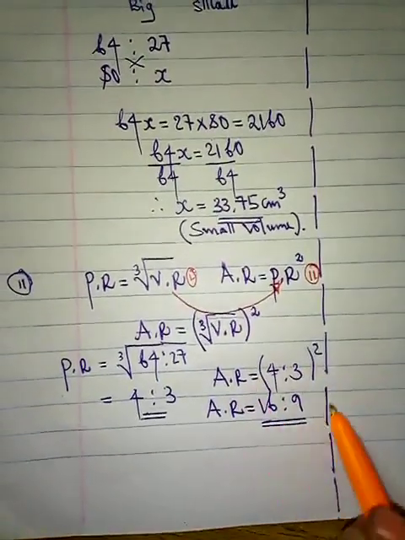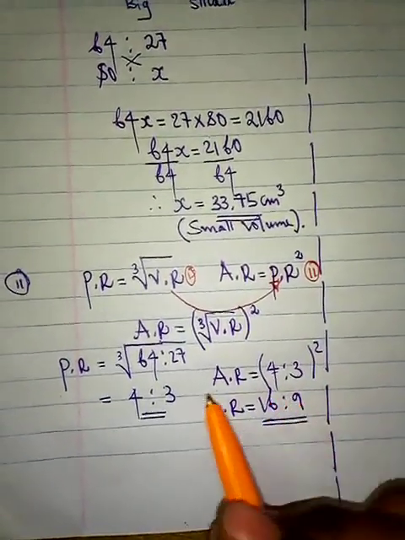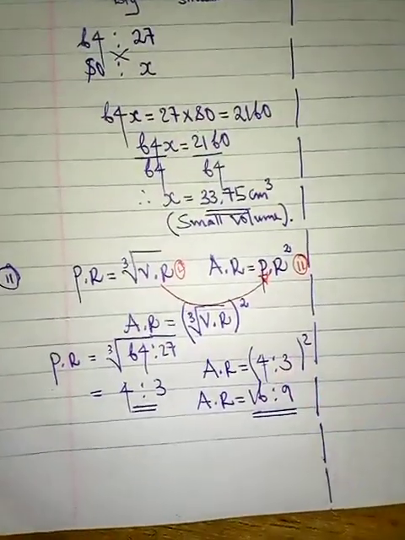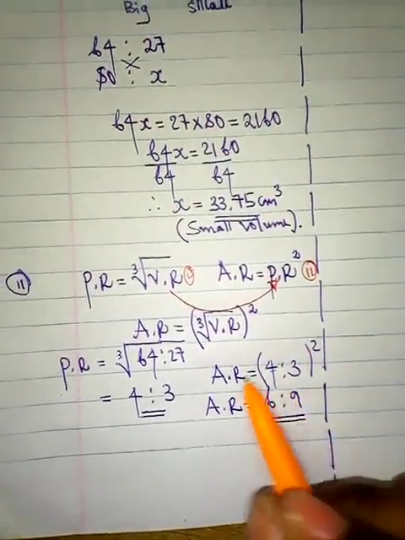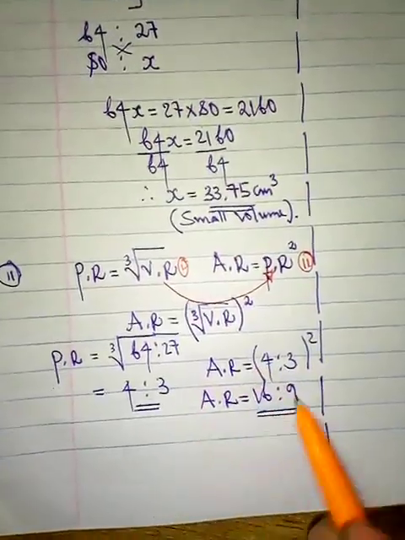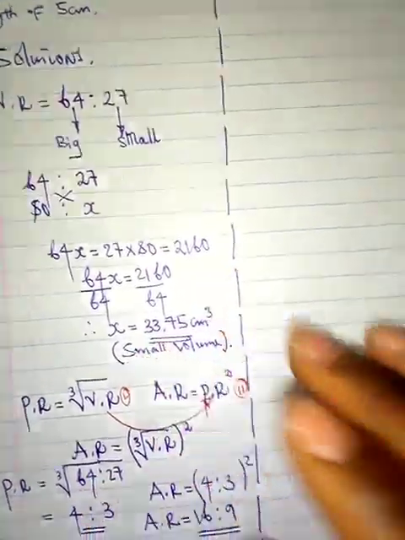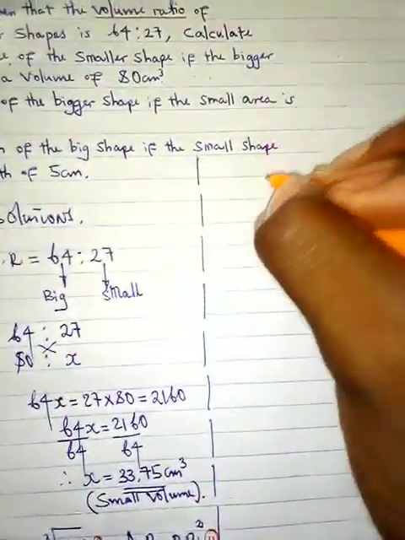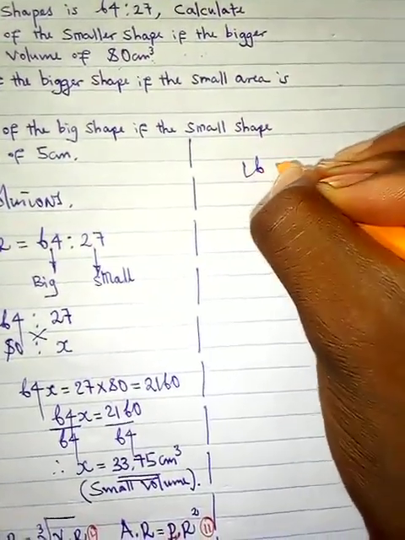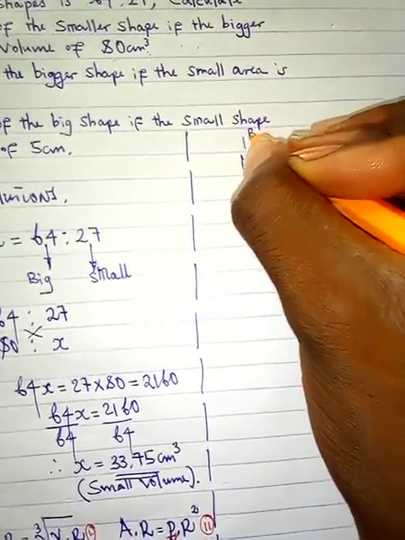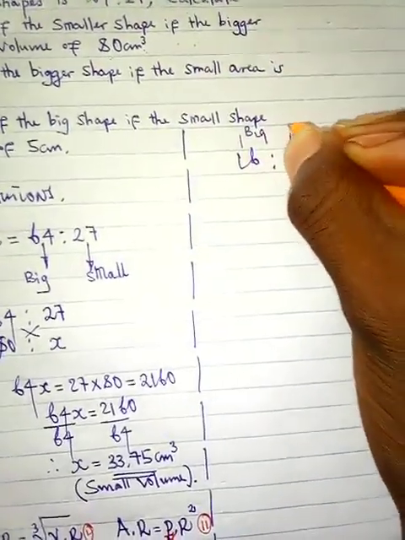So this is the value that you're now going to use. This is the ratio now that you're going to use to determine your area. If we never determined this, everything that we would have done would have been in vain. So our area ratio is 16 to 9. So like we did it here, we're just going to say 16 to 9. 16 is representing the big, the 9 is representing the small.